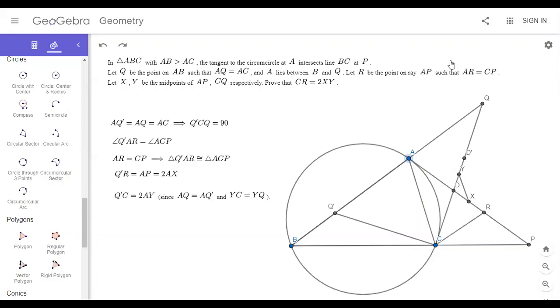Let me look at the comments. Don't we want to show XAY is equal to CQ prime R? I guess so. I was thinking side angle side similarities, so I was thinking Q prime CR is equal to AYX, but that would still help. I think that might get us there if we could show that.